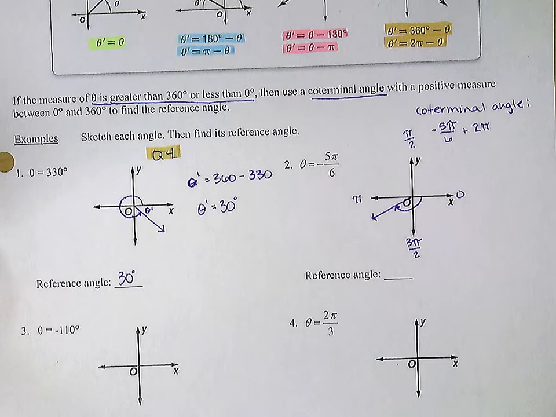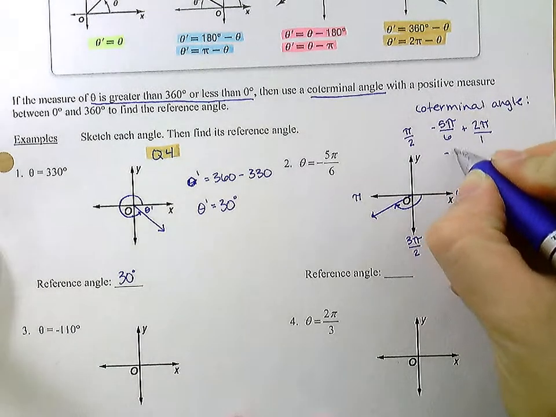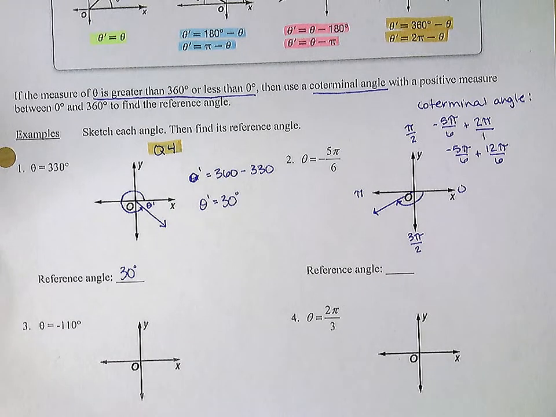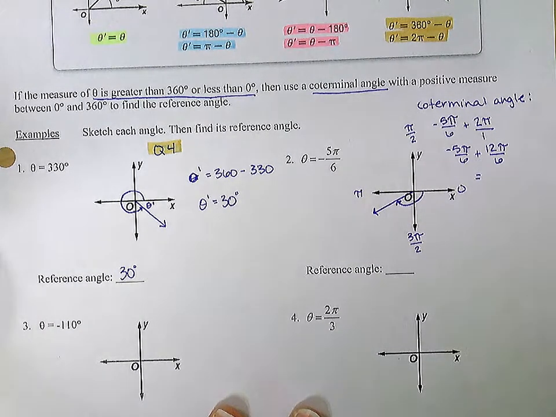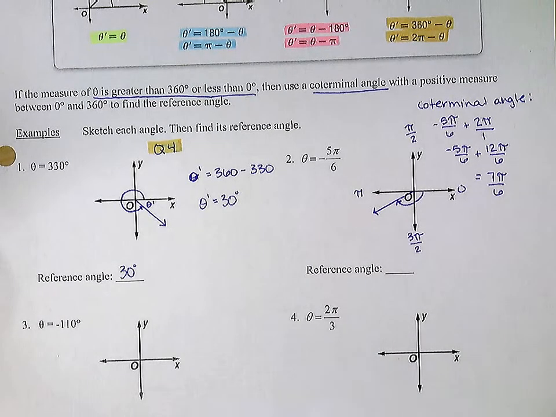So I'm going to add 2 pi to negative 5 pi over 6. Now, when I do that, I need a common denominator since this 2 pi is over 1. So that means I need to multiply the numerator and denominator here by 6. So I have negative 5 pi over 6 plus 12 pi over 6. Now I can add together my 2 numerators. What does that equal? 7 pi over 6. So this is your coterminal angle. It's not your reference angle. Again, sometimes you need to first find this coterminal angle if it's less than 0 or over 360 or over 2 pi.